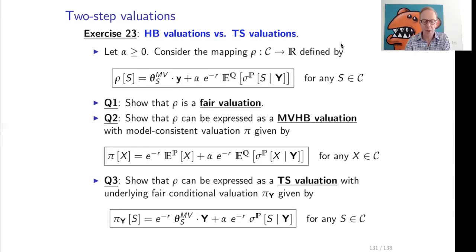Third question now: this rho is fair, hence it also must be a two-step valuation. So the question is, try to express this rho as a two-step valuation, and what is the underlying fair conditional valuation pi y? In order to help you a little bit to solve this question, this is given here already. So the fair conditional valuation pi y of S is given by this expression.